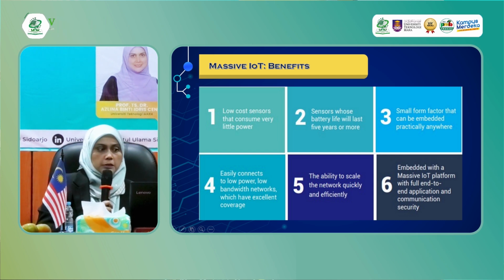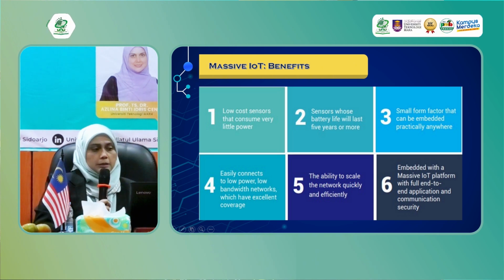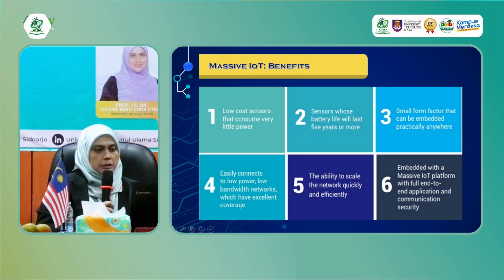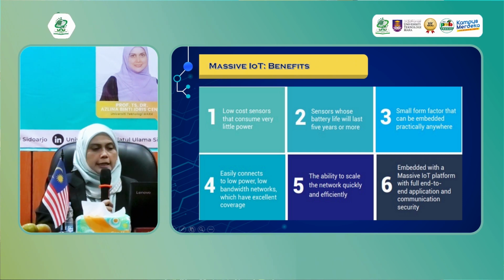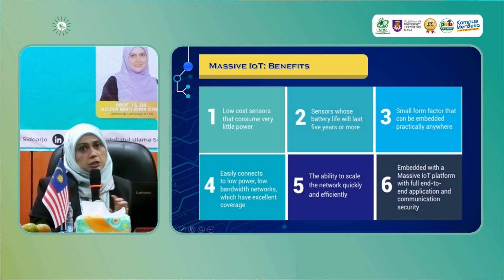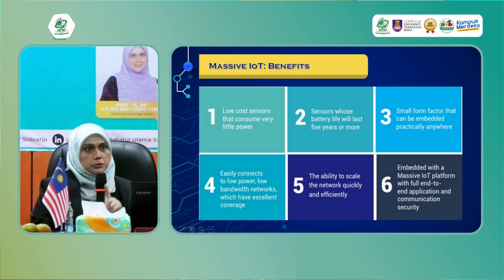You can see that over here, we only use a low power, low bandwidth network, but it can cover a wide area. Okay, the fifth one is the ability to scale the network quickly and efficiently. And the last one is embedded with massive IoT platform with full end-to-end application communication security. In terms of security, using massive IoT is very good.